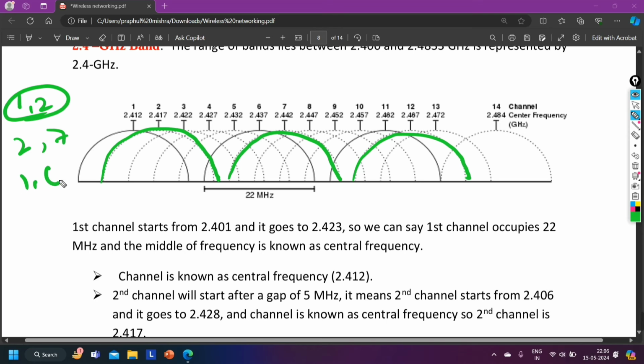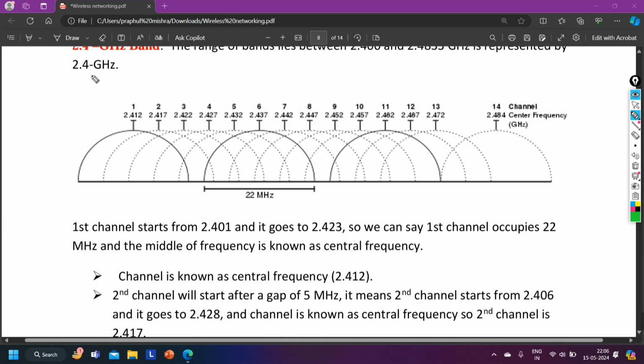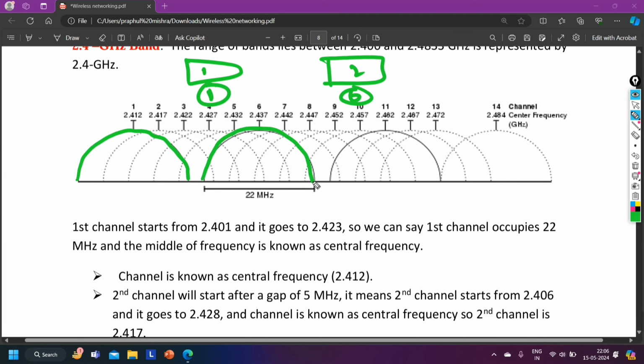I can use channel number 1 or 6, right? If I am using channel 1, let's say I have two APs, AP1 and AP2. If AP1 is working on channel number 1 and AP2 is working on channel number 6, will these two APs overlap with each other, guys? No, because you can see this is channel 1, this is channel number 6. These are not overlapping, correct?